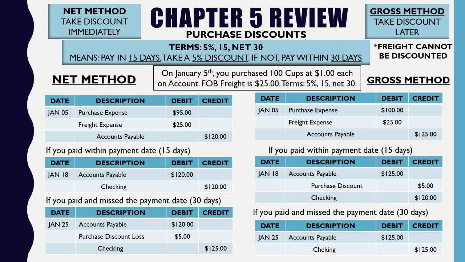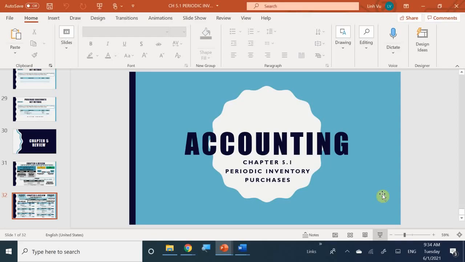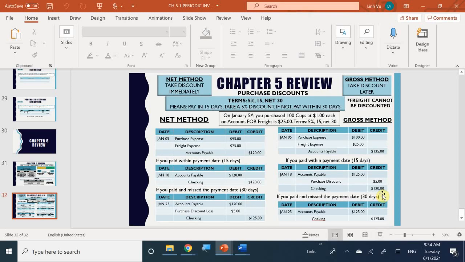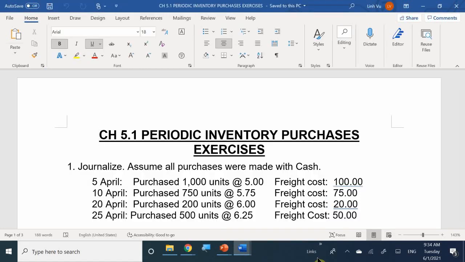Okay. So we're only looking at what a vendor can sell to us and what discounts can be offered based on what the vendor gives to us. Okay, the terms, right? And that's it, right? Any questions for chapter 5.1? No. Okay. All right, so let's dive right into the chapter 5.1 exercises.